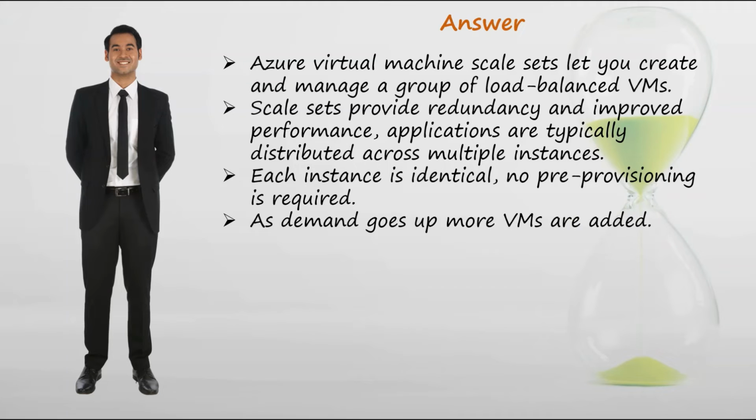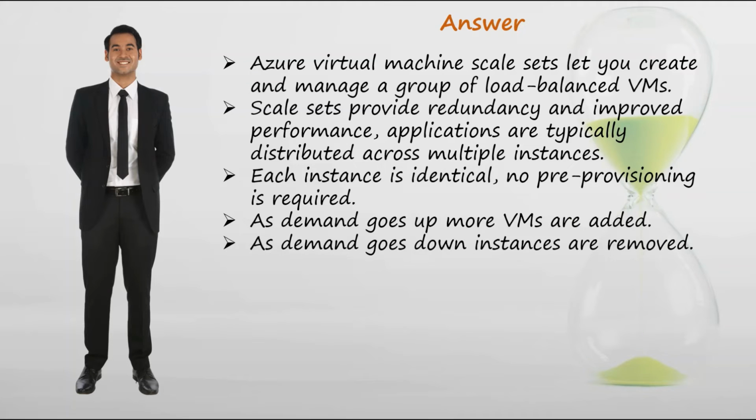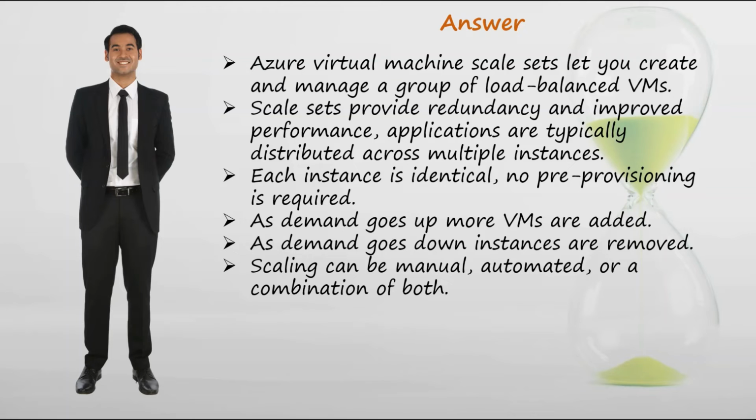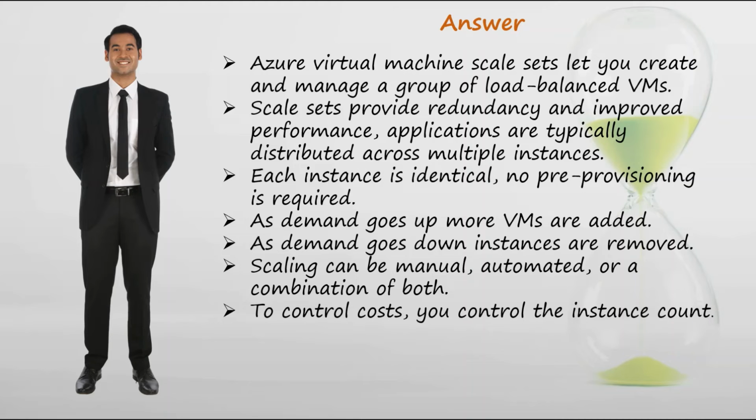As demand goes up, more VMs are added. As demand goes down, instances are removed. Scaling can be manual, automated, or a combination of both. To control costs, you control the instance count.